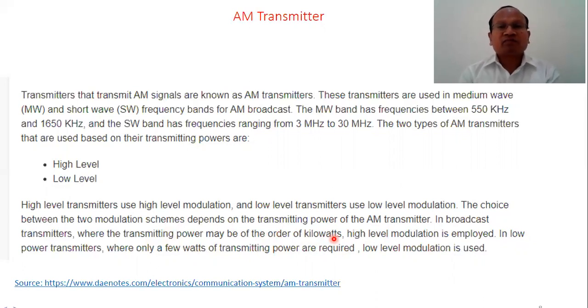In a low level modulator, this much power, which is in the order of several kilowatts, is generally not generated due to the low level of modulation. So high level modulation is used in such broadcast transmitters. In low power transmitters, where a few watts, or several watts, are required, low level modulation is used. So it's very important to understand this when we discuss AM transmitters.